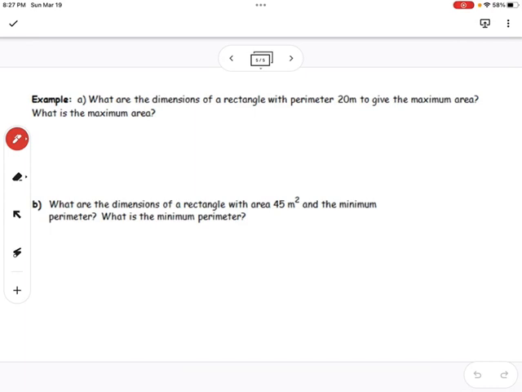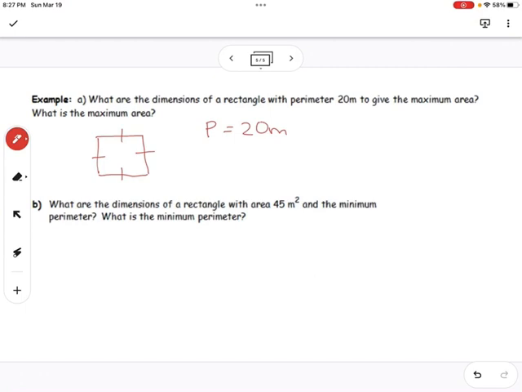Okay, so just a couple more questions here. What are the dimensions of a rectangle with the perimeter 20 meters to give the maximum area? What is the maximum area? So we know in order to maximize or optimize the area, we need a square. So we need all sides to be the same. And we know that our perimeter is 20 meters. So to have all sides the same, we know that we have to divide this 20 by 4 because there's 4 sides.